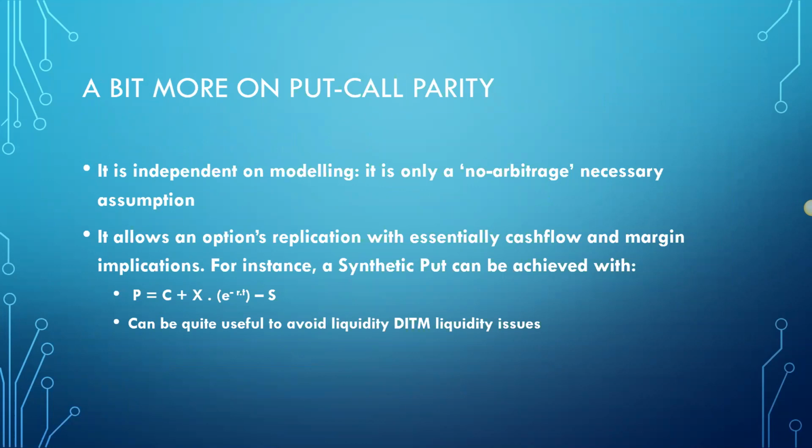So what is interesting is that put call parity is independent of modeling. It is essentially a no arbitrage assumption. It is something that is valid even if you use something else, like the binomial model. It's also there. Binomial is also sometimes called the Cox-Ross-Rubinstein model, binomial, trinomial. There are other ways of pricing options.